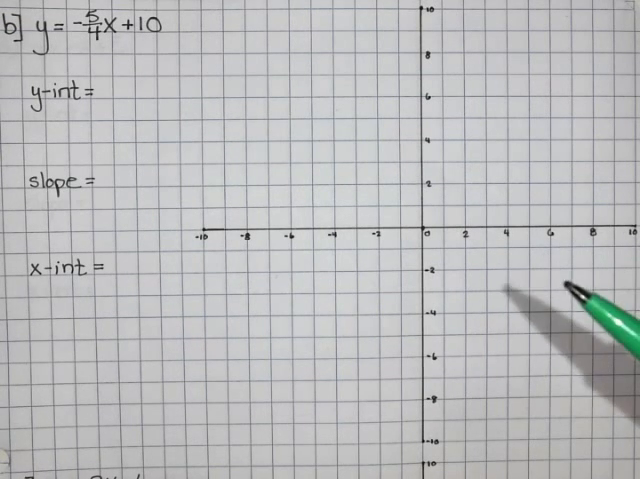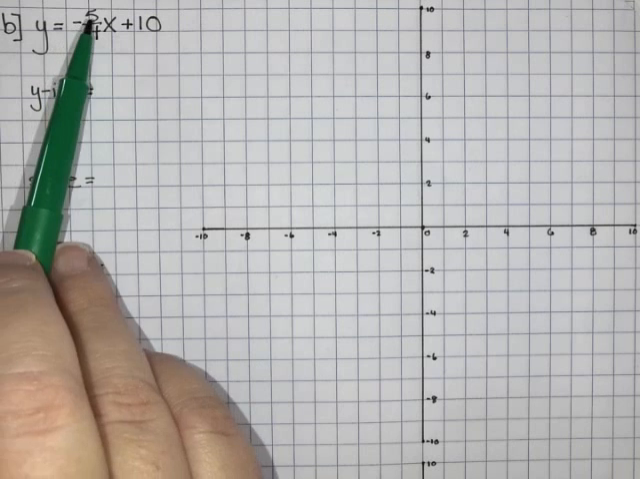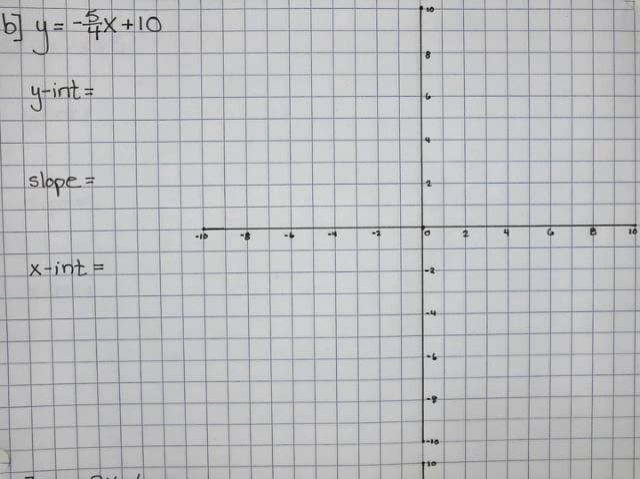This is part 2 of our lesson on graphing lines. So our equation that we have is y equals negative 5 over 4x plus 10. We are being asked to state the y-intercept, the slope, the x-intercept, and to actually graph it. And we will get the x-intercept after we make the graph.